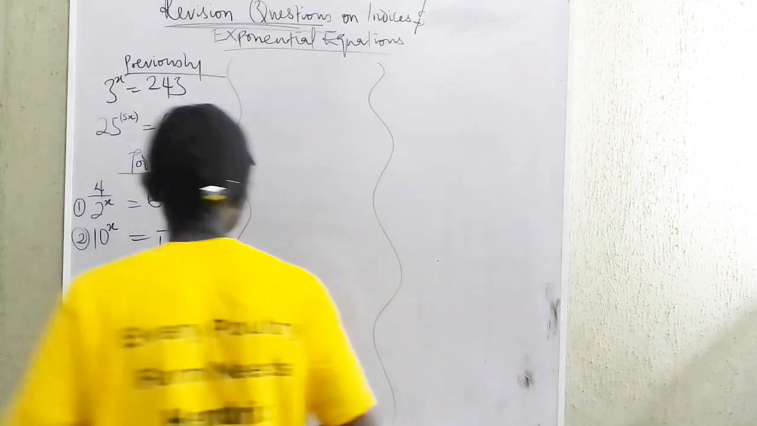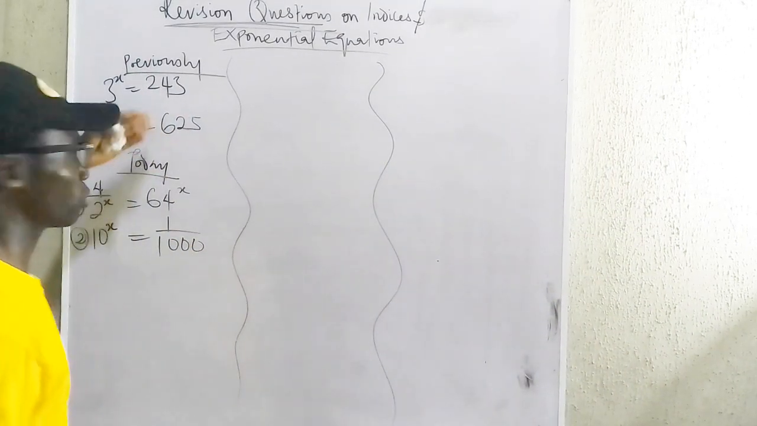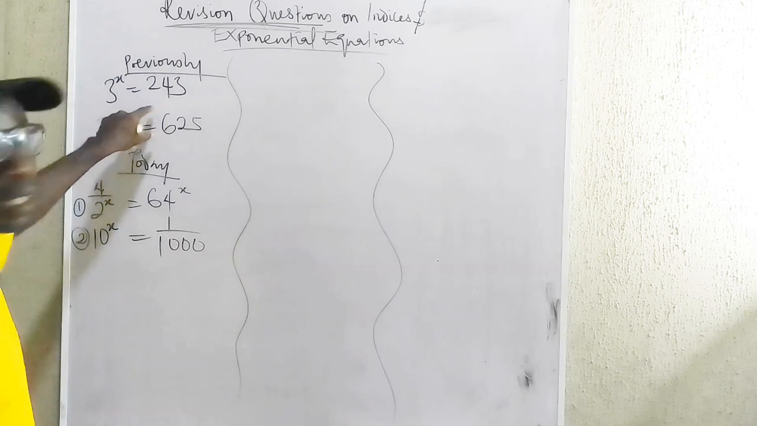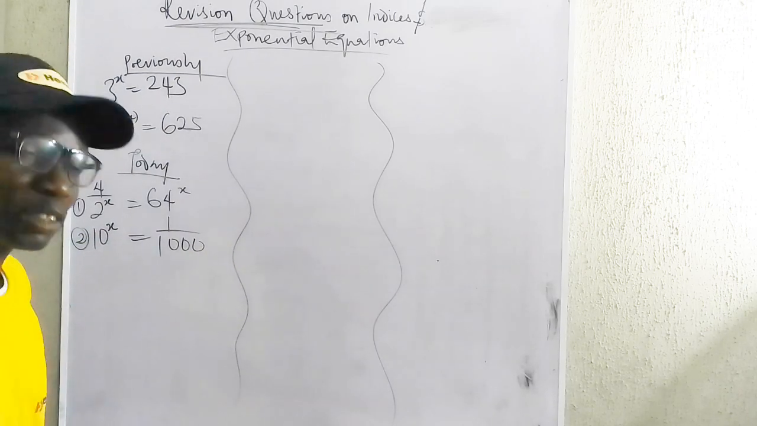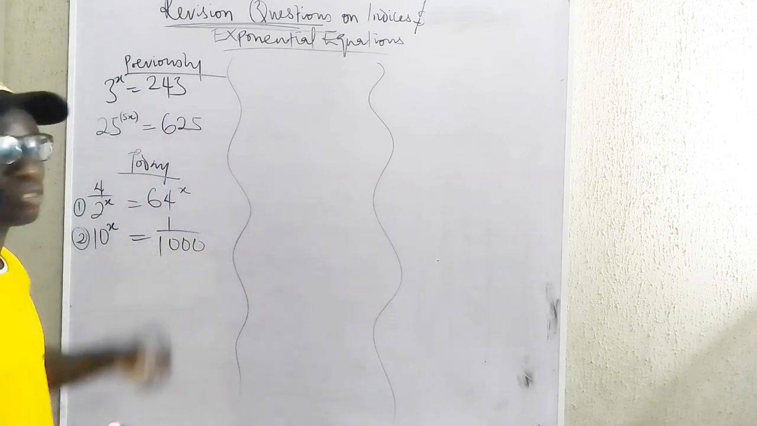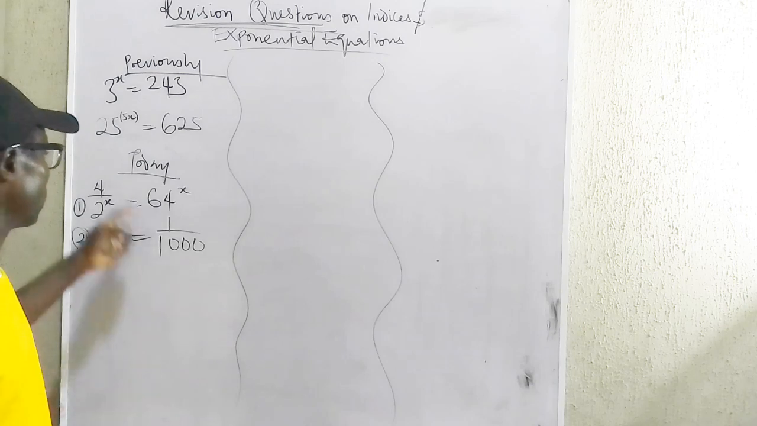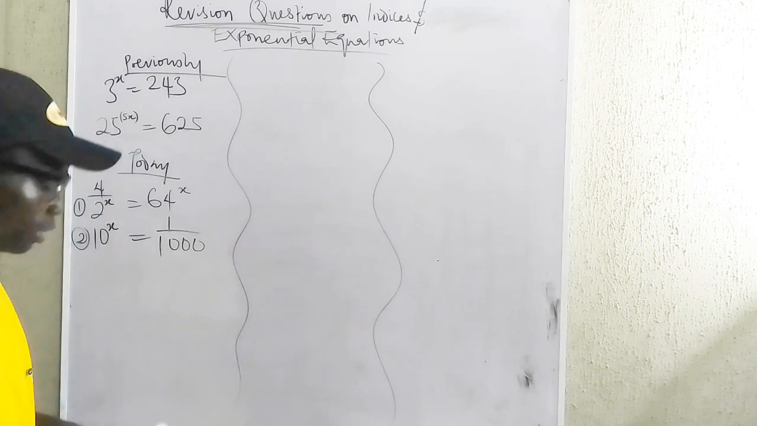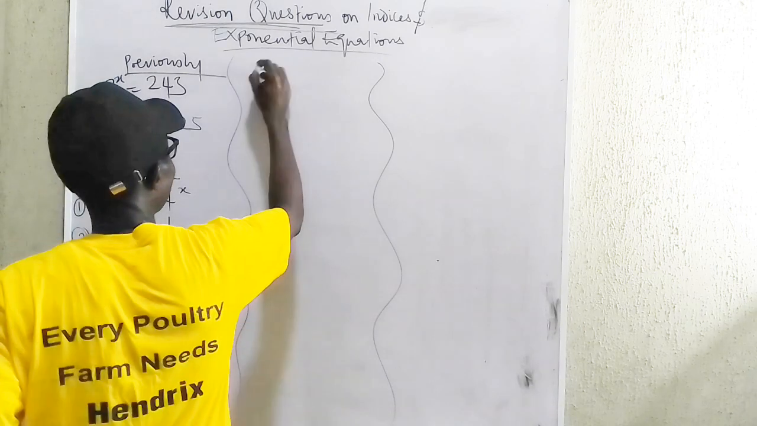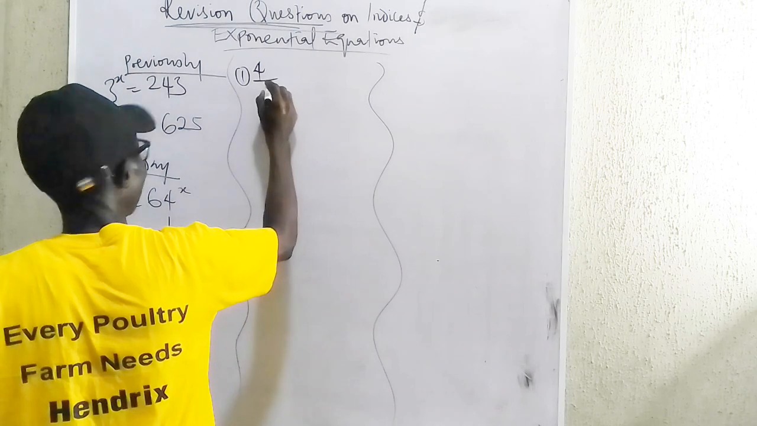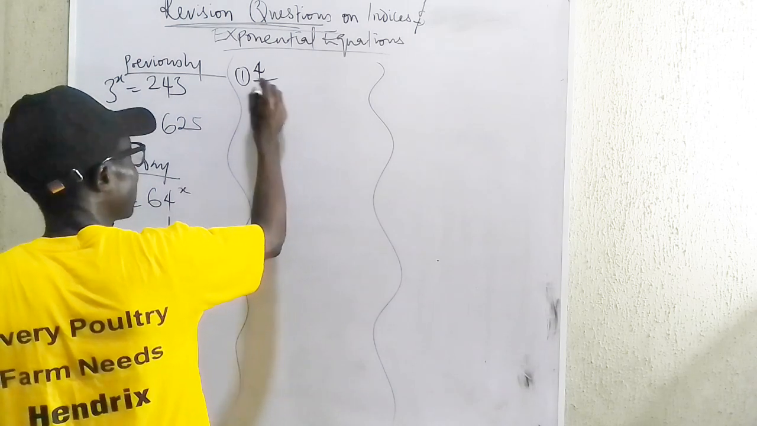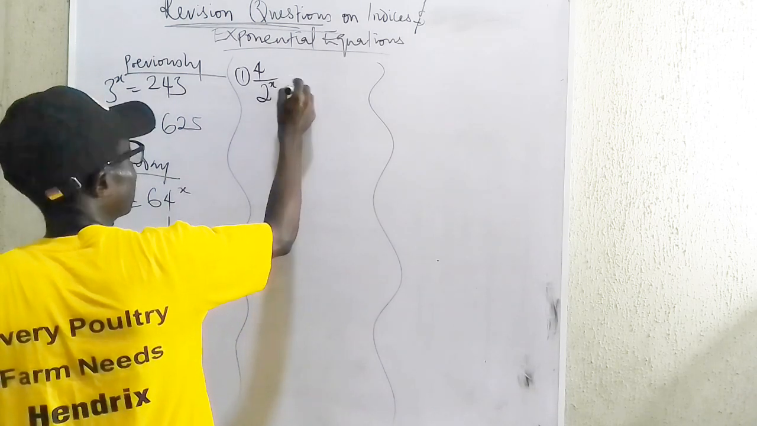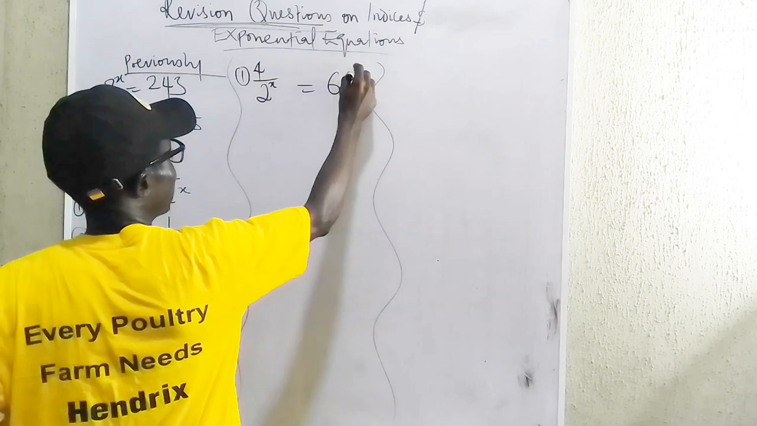Now, previously, in the last video, we considered this, we solved this. So I don't need to go over it again. All I need you to do is just check the previous video so you see how it was done, and then we move over to this today. Now, in solving this, it is 4 all over 2 raised to the power of x is equal to 64^x.